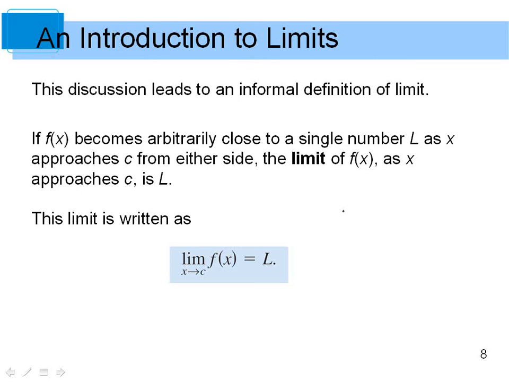This discussion leads us to an informal definition. So this is not the official definition of a limit, but gets you an idea of what a limit is. It says if f of x becomes arbitrarily, again that just means as close as we want it to, a single number L, so in our example L was equal to 3, as x approaches c, so we were approaching the number 1 from either side, the limit of f of x as x approaches c, so in our case as x approaches 1, it equaled 3. It was as we got closer and closer to 1, both from the right side and the left side, our limit was approaching 3.